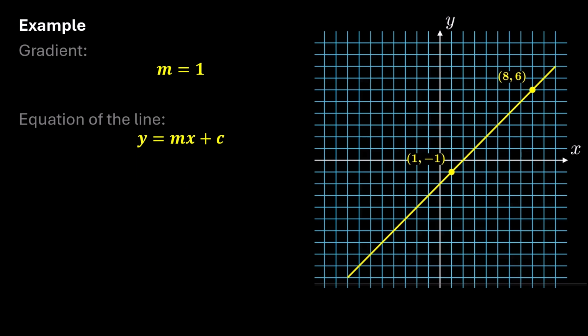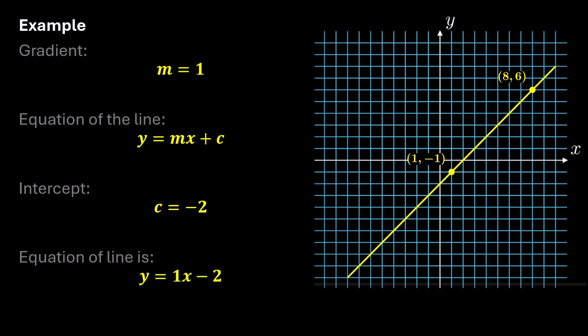We can now use the value of m and the value of c in order to find the equation of our line. So we have the equation of our line is y equals m equals 1 times x minus 2, which is the y-intercept, c, to give us y equals x minus 2.